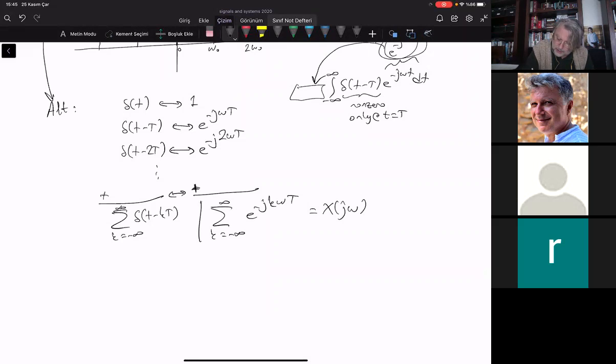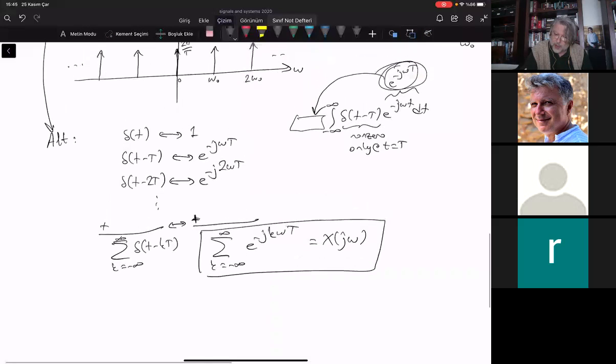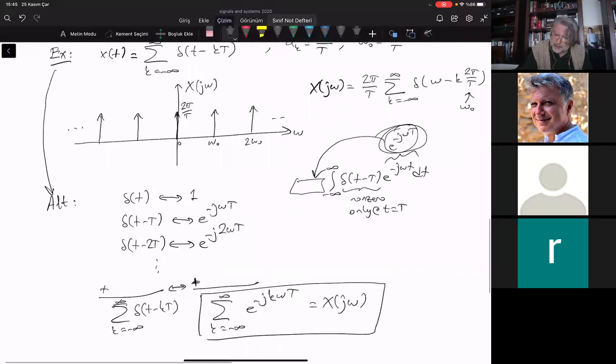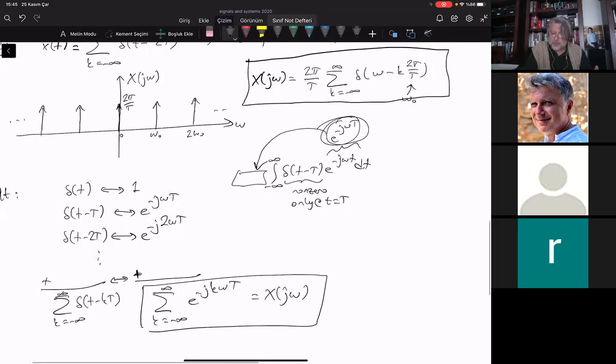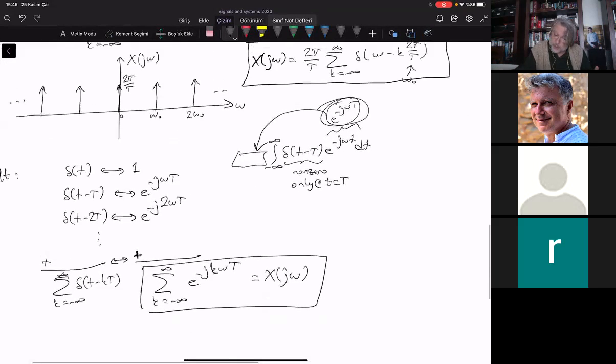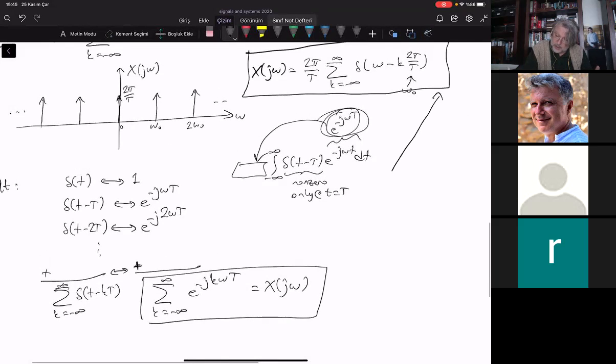Let me put it in a box, and let me go up a little bit and put this in a box. Okay, they are both correct answers. X of j omega you can say to be 2 pi over capital T times a summation of shifted impulses on the frequency axis, or a summation of complex exponentials. So this is equal to this.